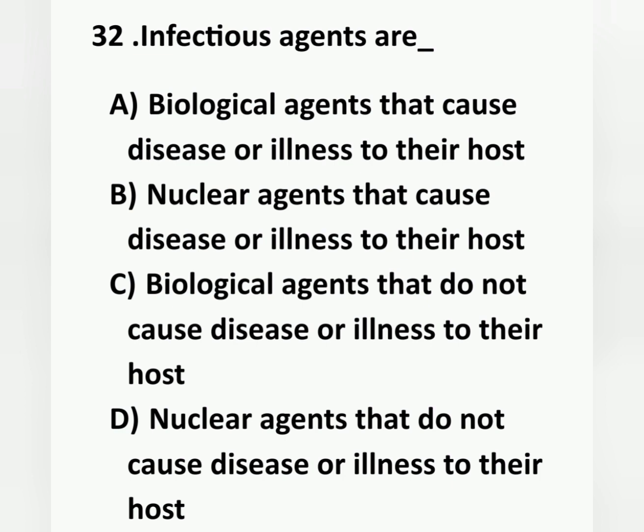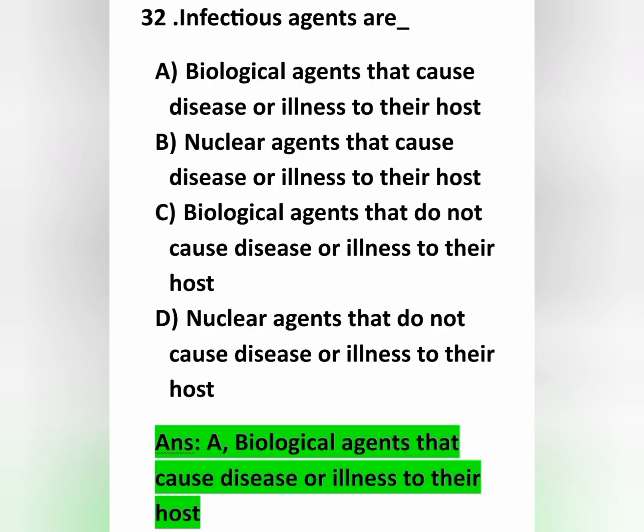The next question. Infectious agents are. Options. Option A, biological agents that cause disease or illness to their host. Option B, nuclear agents that cause disease or illness to their host. Option C, biological agents that do not cause disease or illness to their host. Option D, nuclear agents that do not cause disease or illness to their host. Infectious agents are biological agents that cause disease or illness to their host. Option A is the correct answer. Move on to the next question.